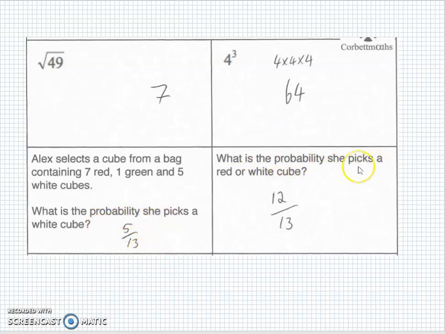What is the probability that she picks a red or white cube? Okay, so red or white. So when it's the word or, you add the probabilities together. So we all know they all have the same denominator, so you can just look at the number of reds and the number of whites and add them together. So red and white, 7 plus 5 gives us 12. And that would be 12 out of 13. And that, of course, cannot be simplified.